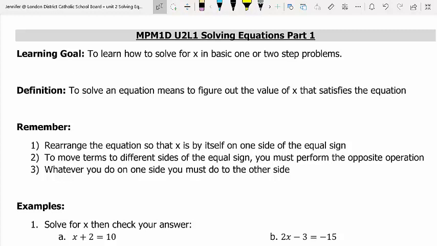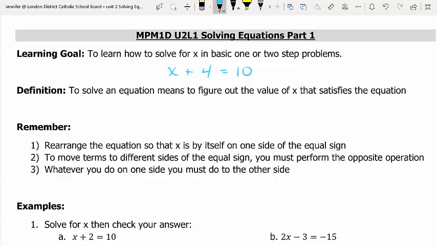So the learning goal for today is to learn how to solve for x in basic 1 or 2 step problems. So for example, in an equation like this, we would solve for x. The definition: to solve an equation means to figure out the value of x that satisfies the equation. So if you ever see on a test, "solve the equation," it means find out what x is. What's the numerical value associated with x?